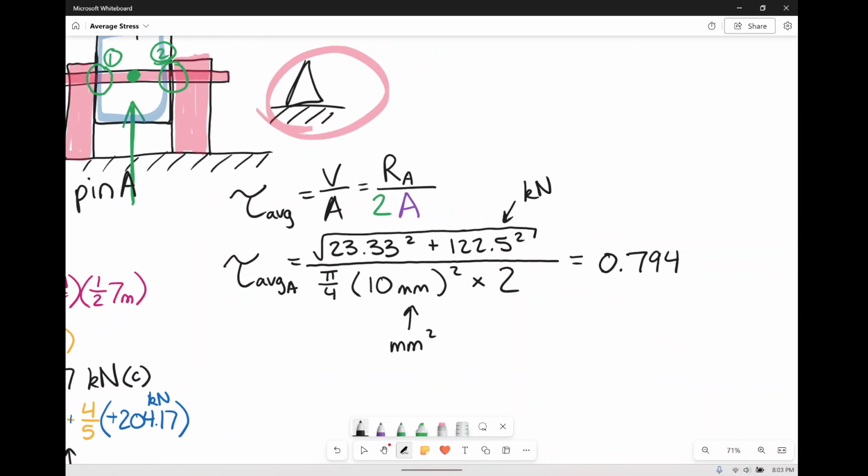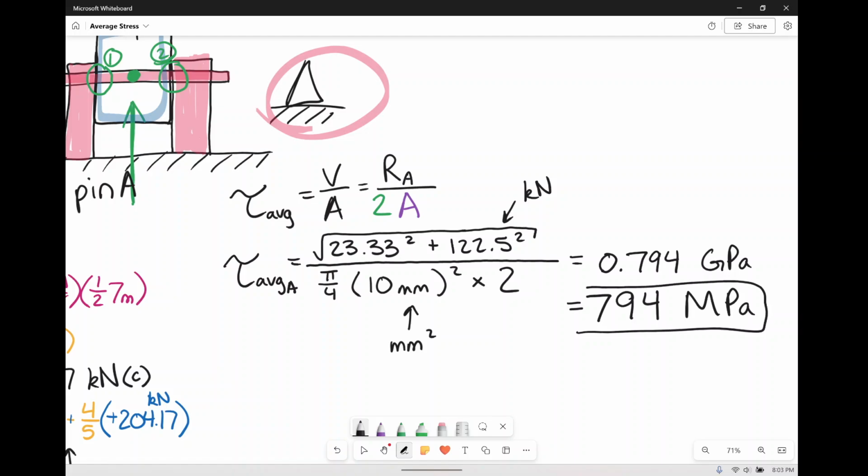0.794, and kilonewtons per millimeter squared is a gigapascal, but who talks about decimal values of gigapascals? If you don't even have 1 gigapascal, that's kind of ridiculous. So instead, we're going to drop down by 3, and we're going to call this 794 megapascals. Just do a little itty bitty little unit conversion, move the decimal over 3 times, and call it a great day. So that's for A.